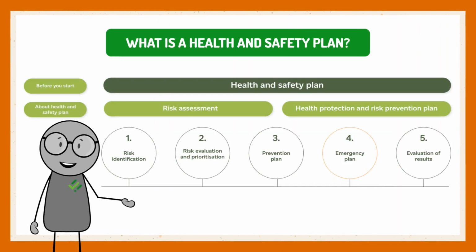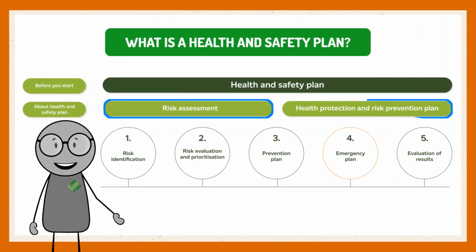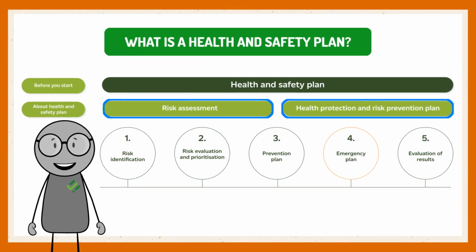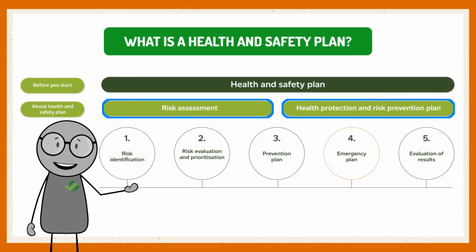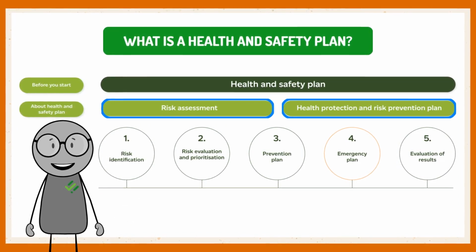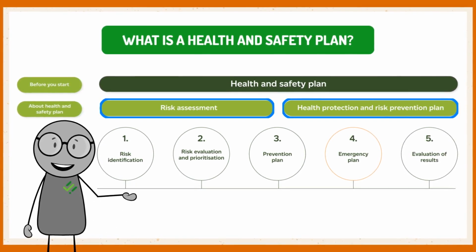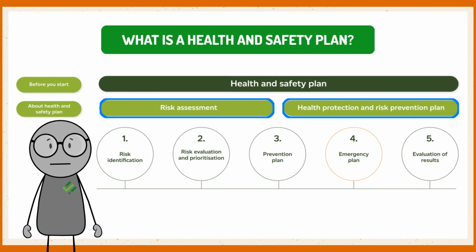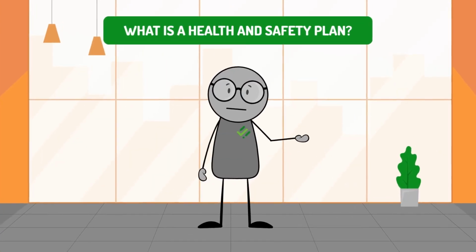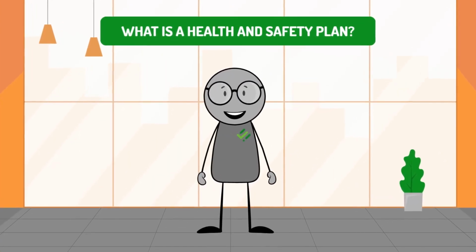A health and safety plan includes a risk assessment along with a health protection and risk prevention plan. Together, these contribute to the safety and well-being of employees. It can be described as a written summary or overview of the workplace risks and how they should be addressed. Let's take a quick look together. What matters most is simply getting started.